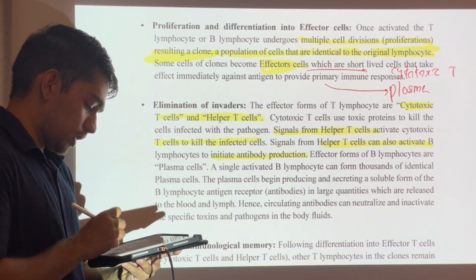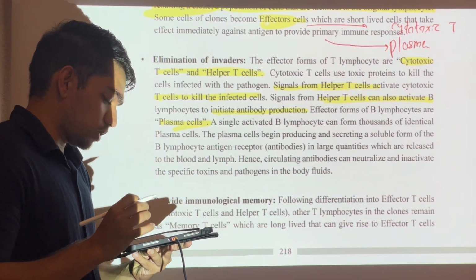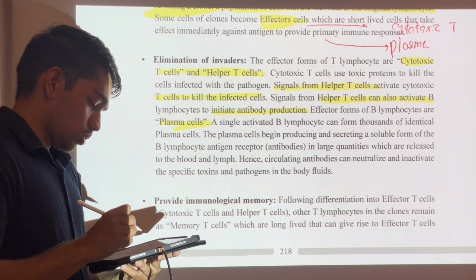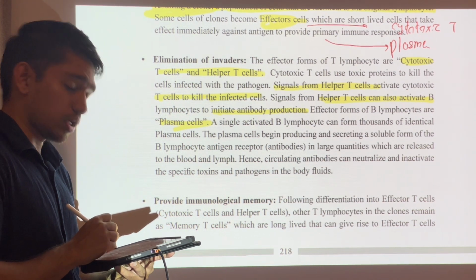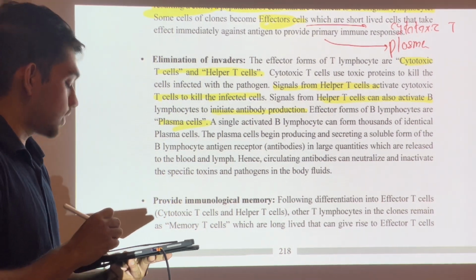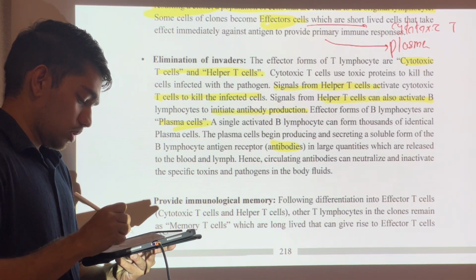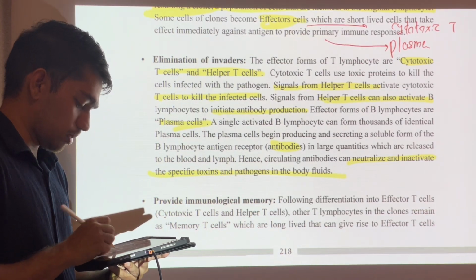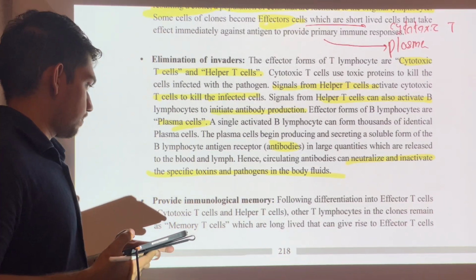Effector forms of B lymphocytes are the plasma cells, right? So a single activated lymphocyte can produce thousands of identical plasma cells. The plasma cells begin producing and secreting a soluble form of the lymphocyte antigen receptor, which we call an antibody, in large quantities. The circulating antibodies can neutralize and inactivate specific toxins and pathogens in body fluids. So this is the elimination step.